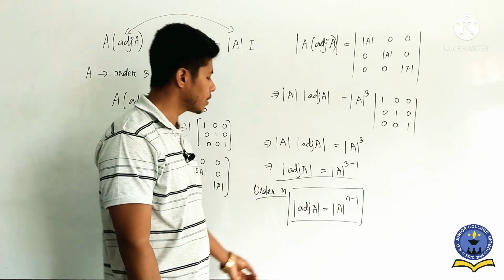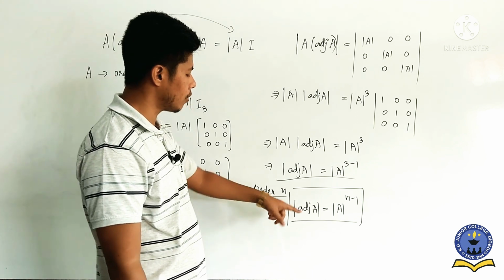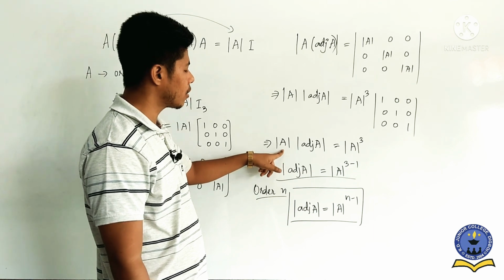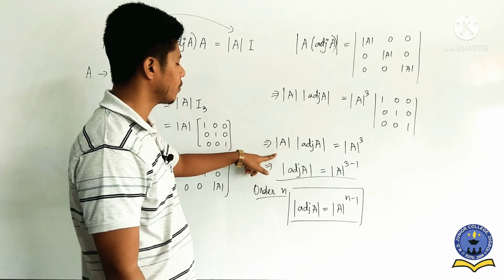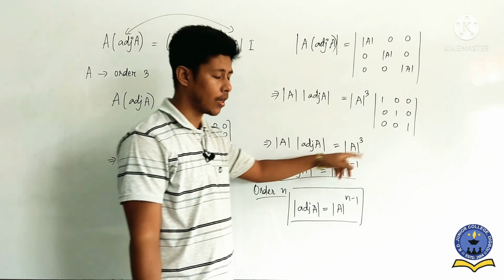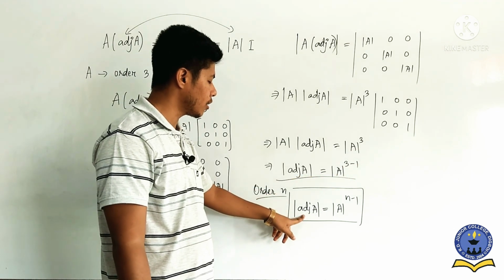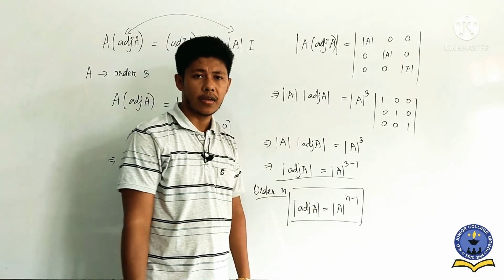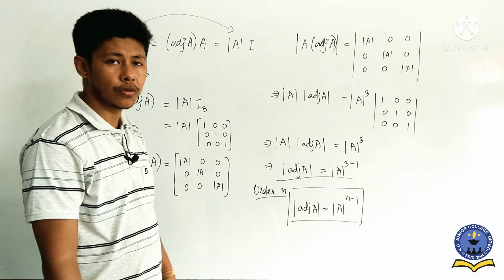Sometimes the questions are given like this: not only adjoint of A, sometimes this result also we have to find out, determinant of A into adjoint of A. In this case, we only have to write determinant of A to the power 3. And if we want only the determinant of adjoint of A, then we have to write determinant of A to the power n minus 1. So I hope all of you understood this one.